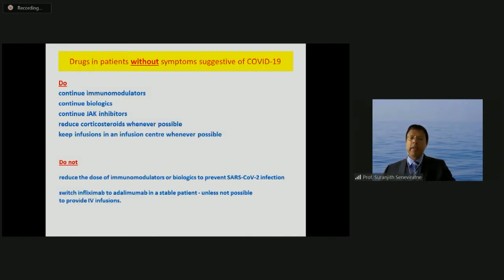So the Europeans have come and given some do's and don'ts in people who are without symptoms. IBD patients, you just don't have to go and stop immunomodulators. You just continue the biologics, JAK inhibitors, you can reduce corticosteroid whenever possible and keep the infusions going. So you do not have to reduce the dose of immunomodulator and biologic in the people without symptoms.